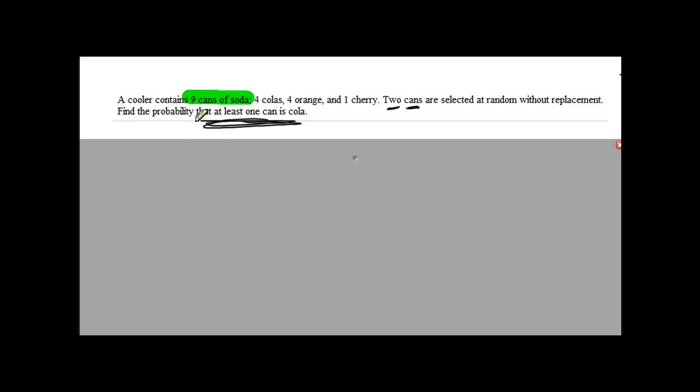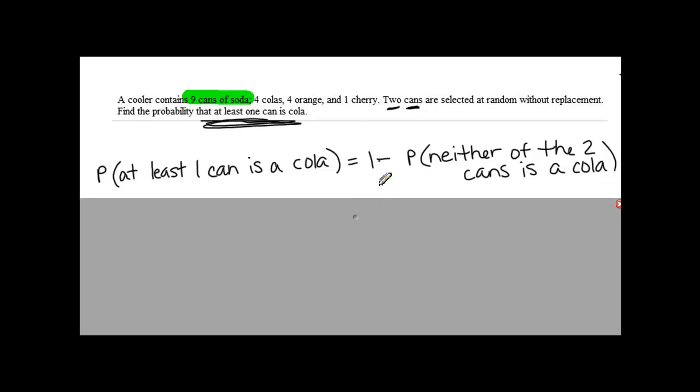So to determine the probability that at least one event occurs, we use a formula that says we can take 1 minus the probability that the event does not occur. So in this context, the probability that at least one can is a cola is equal to 1 minus the probability that neither of the 2 cans is a cola.